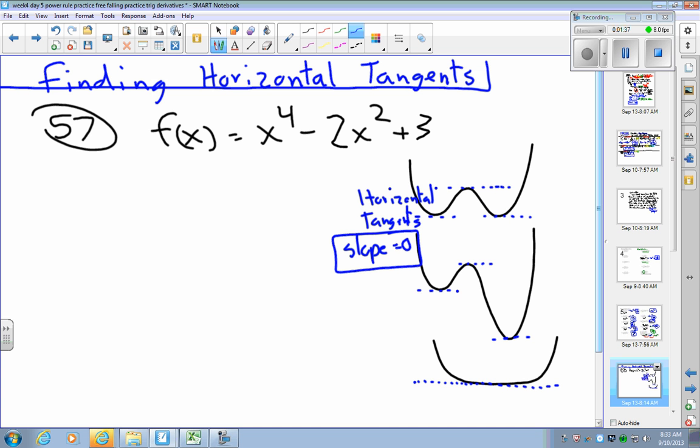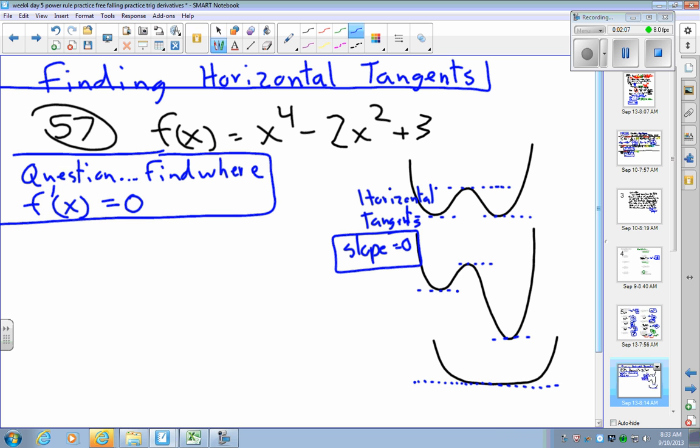So my question is, find the horizontal tangents is asking you for when is the slope 0. And that's not the average slope, it's the instantaneous slope, or the slope of the tangent line. So the question's really asking, here's what the question is. Find where f prime of x equals 0.